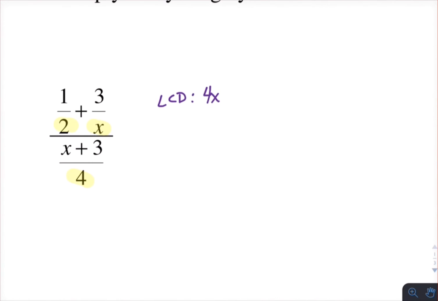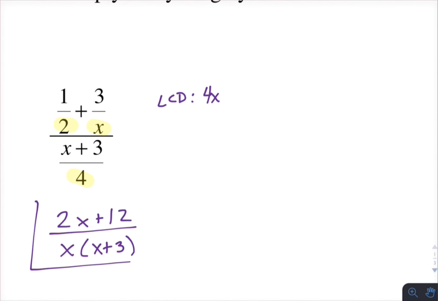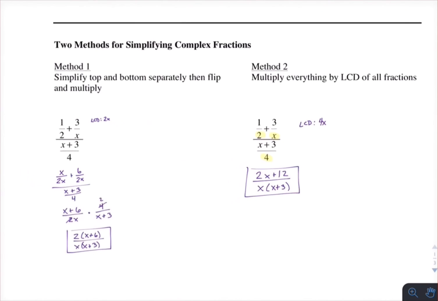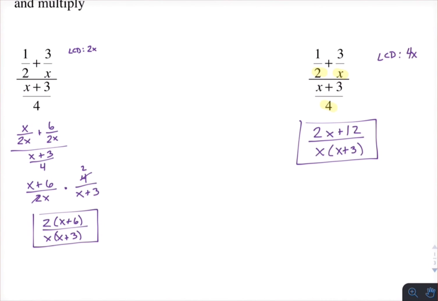So what I'll end up with is 2x plus 12 over x times x plus 3. Now I could factor the numerator, but it's not going to cancel with anything in the denominator, so I'm just going to leave it as is. And notice these two simplifications are the same. If I were to distribute in the numerator of the first method, I would get exactly what I have in the numerator of the second method.